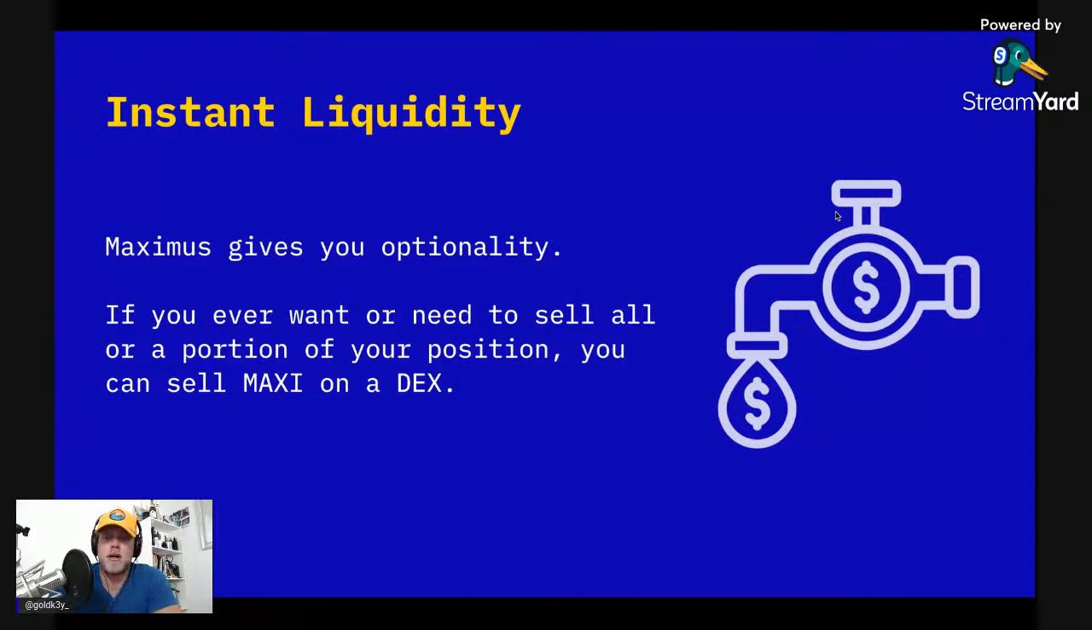It kind of sets it apart a little bit. Nothing wrong with encapsulated stakes, but it's just another approach to liquidity.